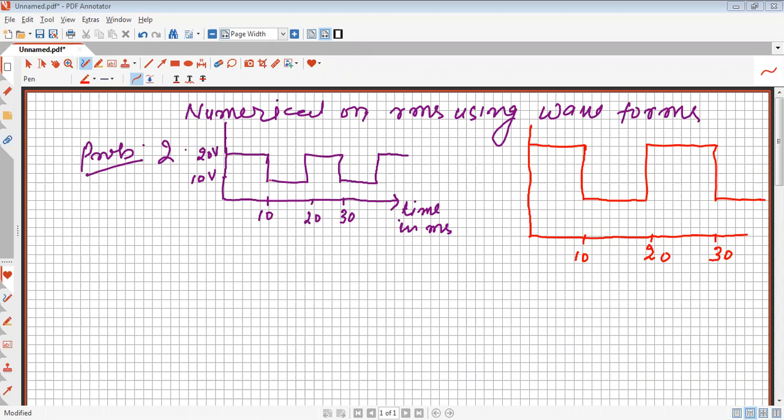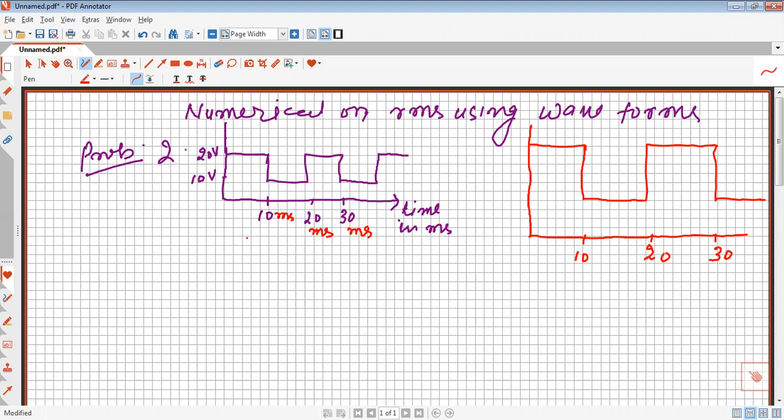So let us see, this is a waveform. A generalized waveform is given. 20 volt is the maximum, minimum 10 volt, and the time is given in millisecond. For 10 millisecond the voltage is 20 volt, and for another 10 millisecond the voltage is 10 volt. Again for another 10 millisecond the voltage is 20 volt, then another 10 millisecond the voltage is 10 volt. So voltage is changing here.